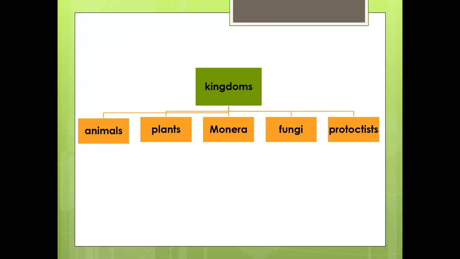These 5 kingdoms can be subcategorized into either prokaryotes or eukaryotes. When we say prokaryotes, they are single cell organisms like bacteria. So among these 5 kingdoms, Monera are prokaryotes, which means all bacteria fall into kingdom Monera. And animals, plants, fungi, and protists can be multicellular organisms, which we call eukaryotes.